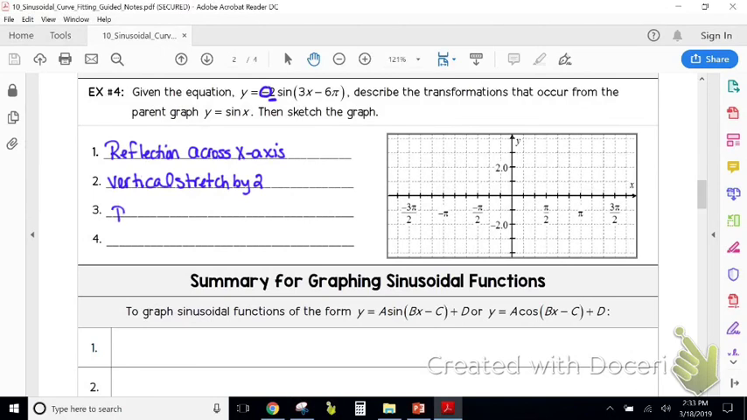Remember, your period is 2 pi over b. So, we know our period is going to be 2 pi over, what is b? 3. All right, and then tell me about that phase shift, or the horizontal shift, right? So, what is your phase shift? You have to add 6 pi and then divide by 3, which is 2 pi. So we're going to go to the right 2 pi because it's positive.